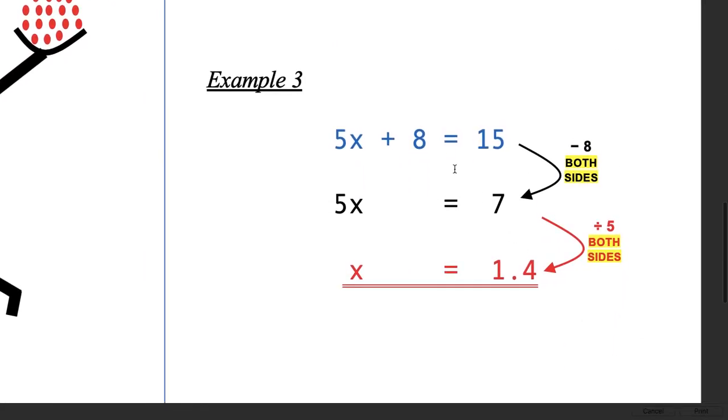Another example. 5x plus 8 equals 15. I take away 8 from both sides to get the x bit on its own. So I get 5x equals 7. But I don't want to know what 5x's are. I want to know what 1x is on its own. So I divide everything by 5 to get x equals 1.4.